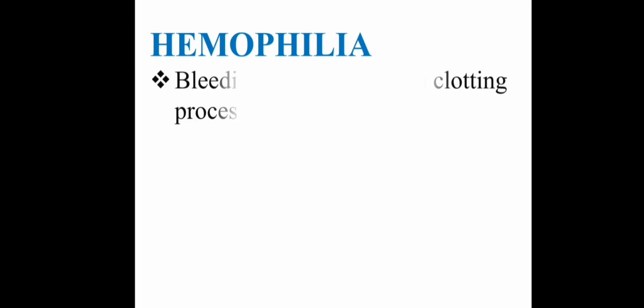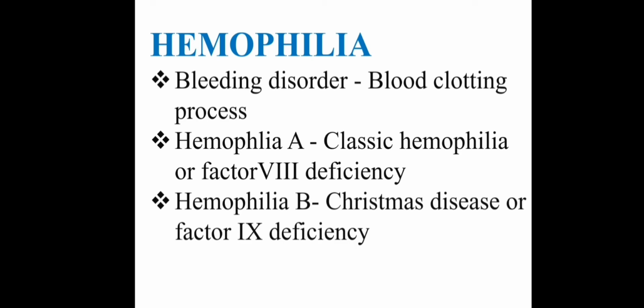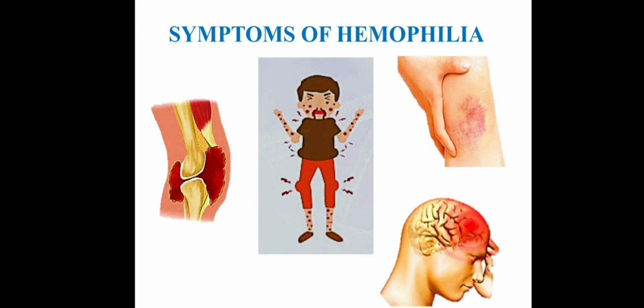Hemophilia. It is a bleeding disorder that slows the blood clotting process. Major types of this condition are hemophilia A, which is also known as classic hemophilia or factor VIII deficiency, and hemophilia B, which is also known as Christmas disease or factor IX deficiency. Symptoms of hemophilia. In severe cases of hemophilia, continuous bleeding occurs in the joints, muscles, brain, or other internal organs.